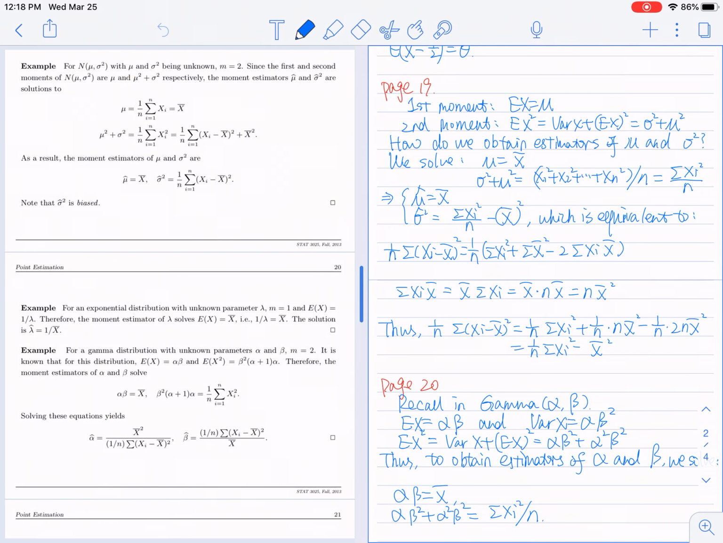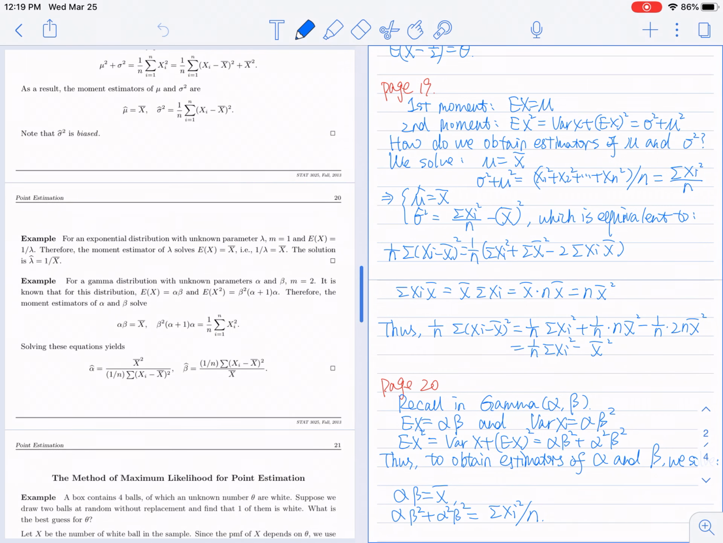And let us give another example of exponential. As we all know, the exponential distribution has a mean equal to 1 over lambda. So the first moment is 1 over lambda. Then by solving the equation, we let x bar equal to 1 over lambda. Then we have an estimate of lambda equal to 1 divided by x bar. So this estimator, we call it the moment estimator.